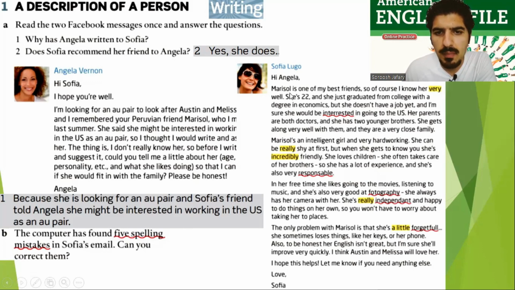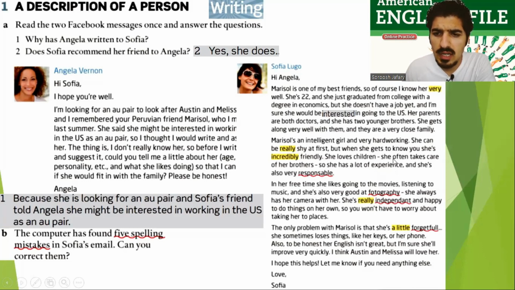Hi, Angela. Marisol is one of my best friends, so of course I know her very well. She's 22 and she just graduated from college with a degree in economics, but she doesn't have a job yet. And I'm sure she would be interested in going to the US. Her parents are both doctors and she has two younger brothers. She gets along very well with them and they are a very close family. Marisol's an intelligent girl and very hardworking. She can be really shy at first, but when she gets to know you, she's incredibly friendly.